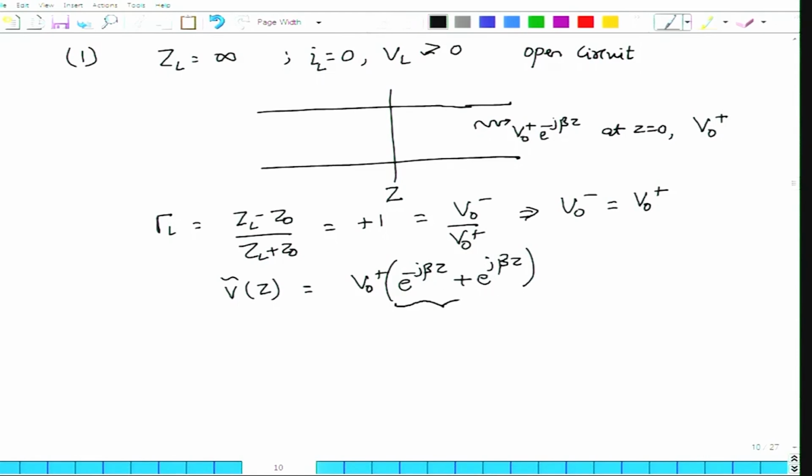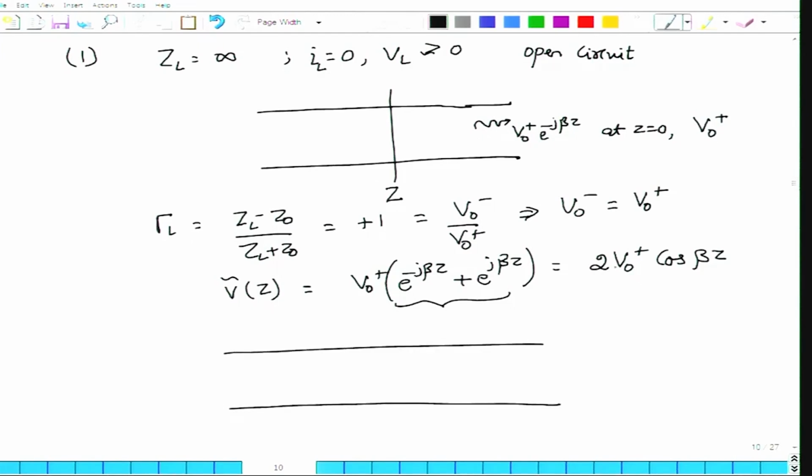I know that this is an e^(-jx) + e^(jx) kind of expression. So, this will give me 2V0+ cos(βz). Okay. Now, let us actually try and plot this 2V0+ cos(βz), the magnitude of this voltage phasor. Okay. So, this is the point where z is equal to 0, z of course is increasing along the right hand side. Okay. How would this 2V0+ cos(βz) magnitude look?